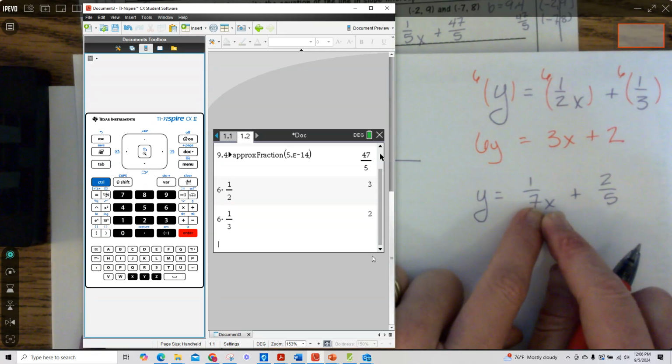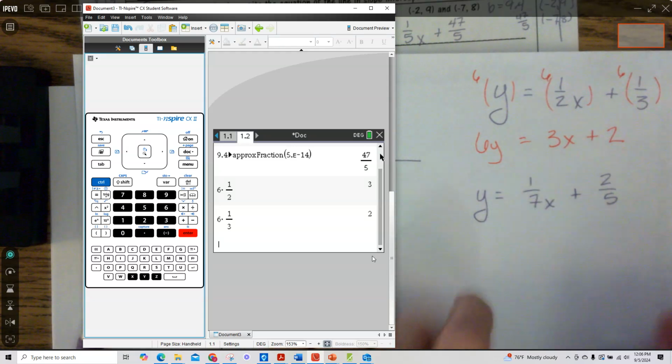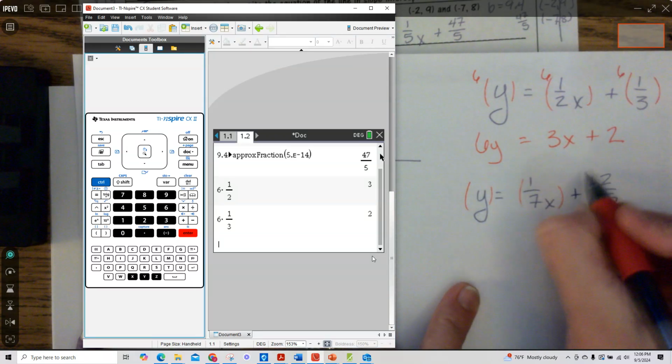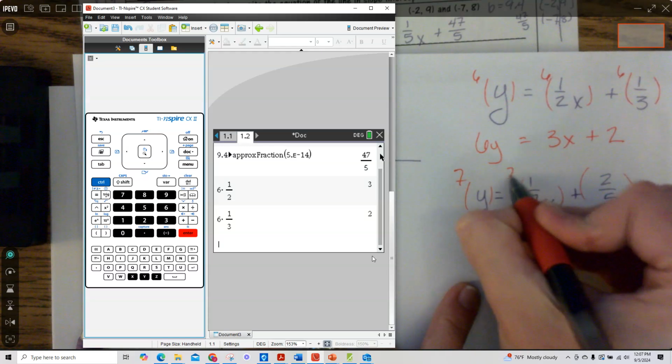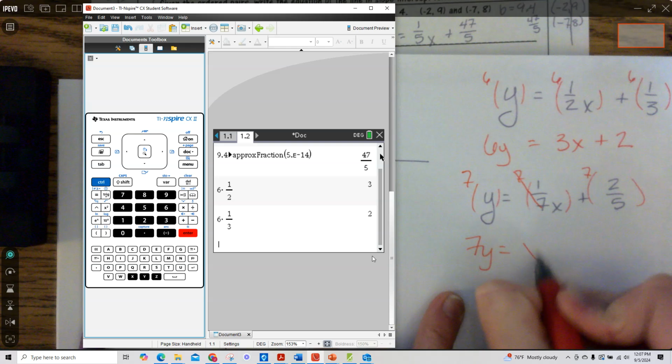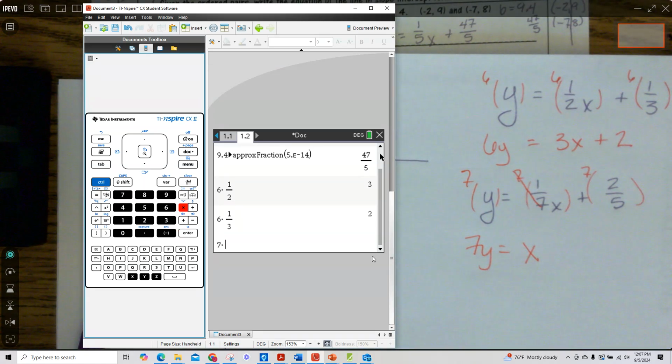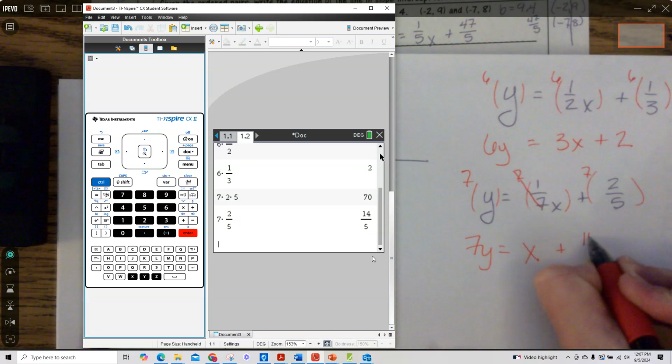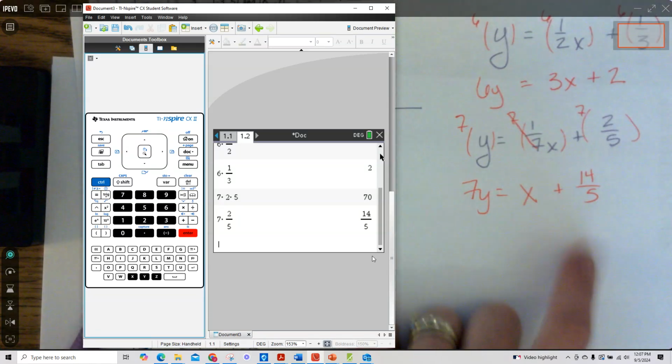I could knock out the 7 first. I could multiply each piece by a 7. So this would cancel, and I've got just the x. And then 7 times 2/5. 2/5. Oh my goodness, if I could multiply, we'd be doing good, y'all. Lord. Maybe I shouldn't be allowed to type. Plus 14/5.